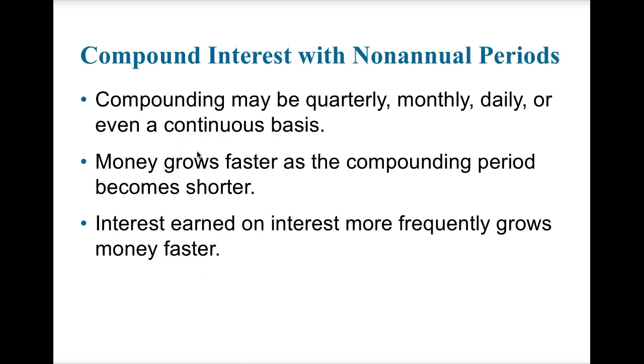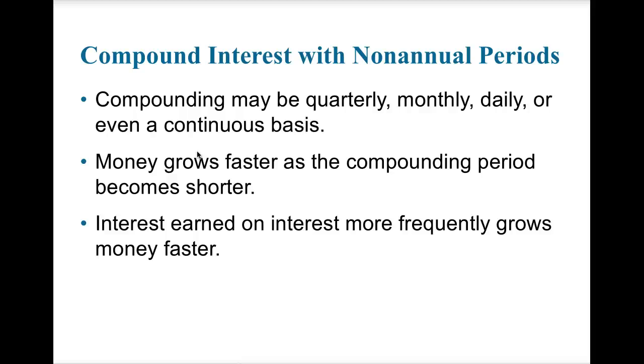Now, compounding could be annually, it could be quarterly, it could be monthly, it could be daily, or it could be continuous. Money grows faster with a smaller compounding period. So if you're compounding daily, you'll have more money at the end of the year than if you're compounding at a 6% annual rate.